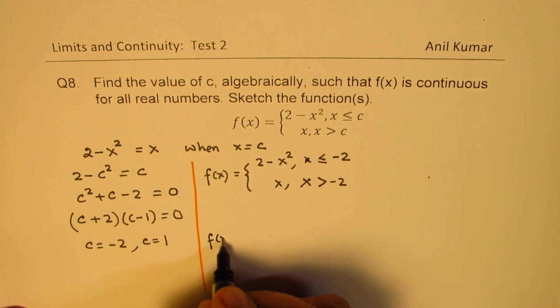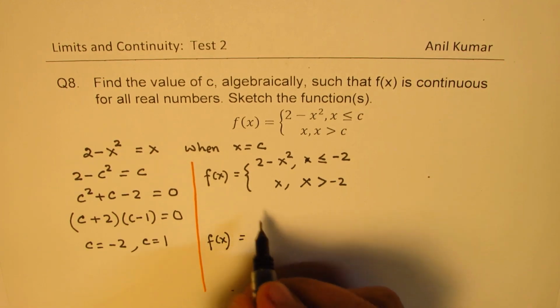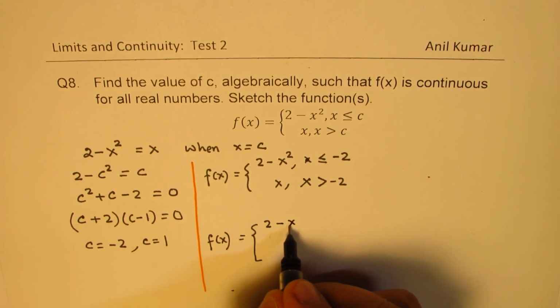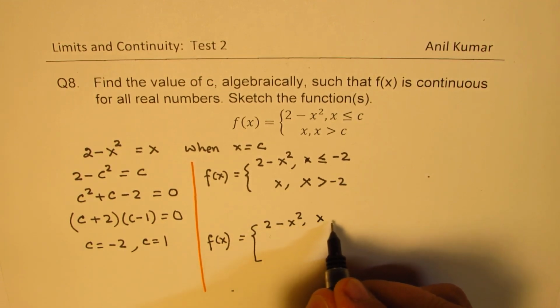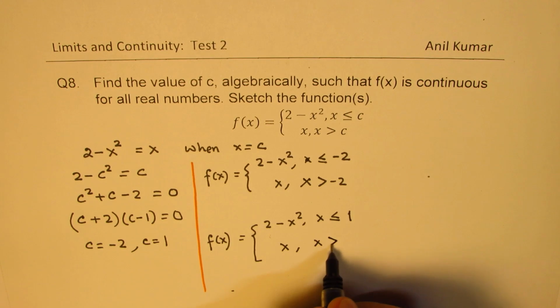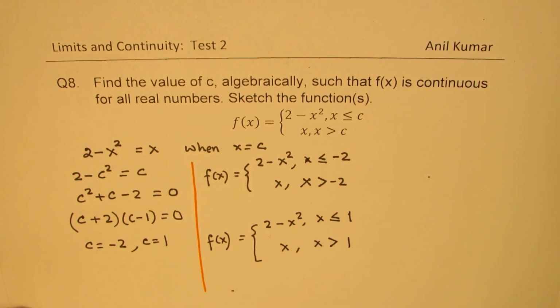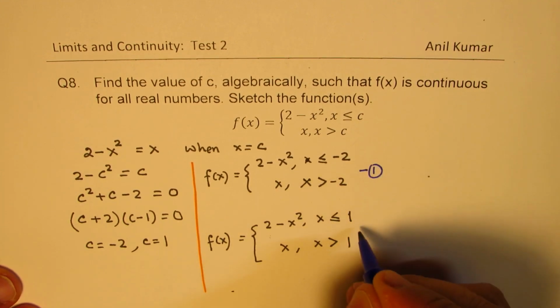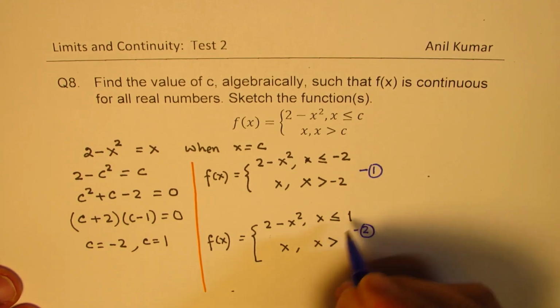The second function, which will be continuous and will meet this condition, will be 2 minus x squared when x is less than or equal to 1 and equals x when x is greater than 1. Right? So these are the two functions. Perfect. So we got two functions. Now the second part of this question is that we need to sketch both of them. Right? So this is function 1, and that is our function 2.